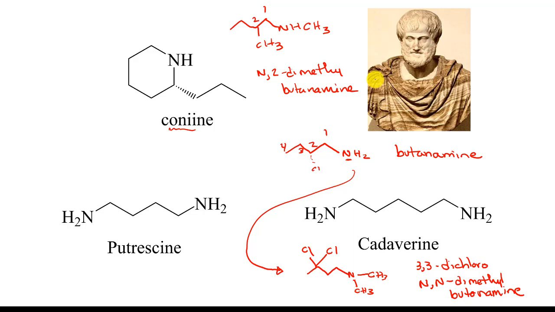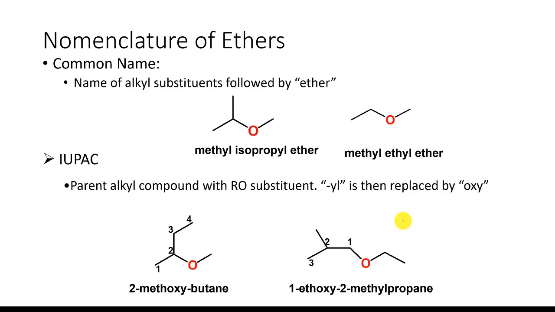So let's go ahead and now move over to ethers. Ethers also have a slightly different nomenclature. Now, common names are pretty simple. You name the alkyl group and you end with the word ether. This is true for all common names. You end in the name of the functional group. So, methyl ethyl ether. I have an ethyl group here and a methyl group here would be that. And then methyl isopropyl ether, we have two groups like that. One's isopropyl and one's methyl, and you just say the substituents, and then you follow it by the word ether.